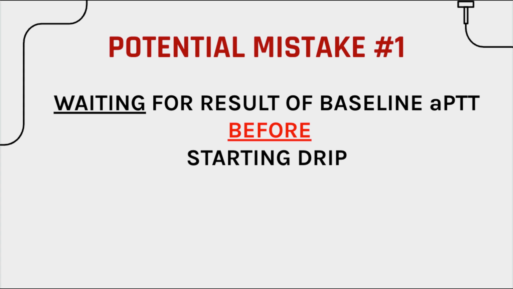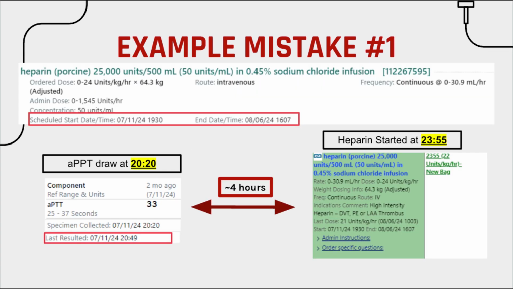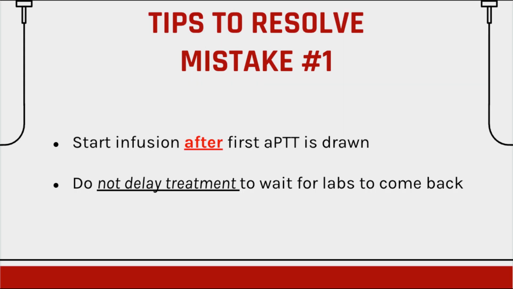Now, let's talk about some potential mistakes that we've seen in our hospital. That leads us to a potential mistake, one of delaying therapy to wait for the result of the baseline PTT. In this example, the heparin drip was ordered at 19:30. This heparin drip was started around 4 hours after the baseline PTT lab was drawn. To resolve this issue, we start infusion soon after baseline PTT is drawn to avoid delaying treatment. The delayed therapy will throw off the subsequent PTT schedule.